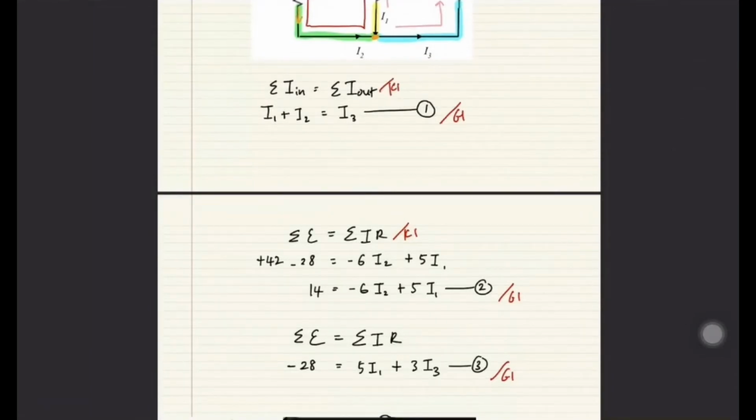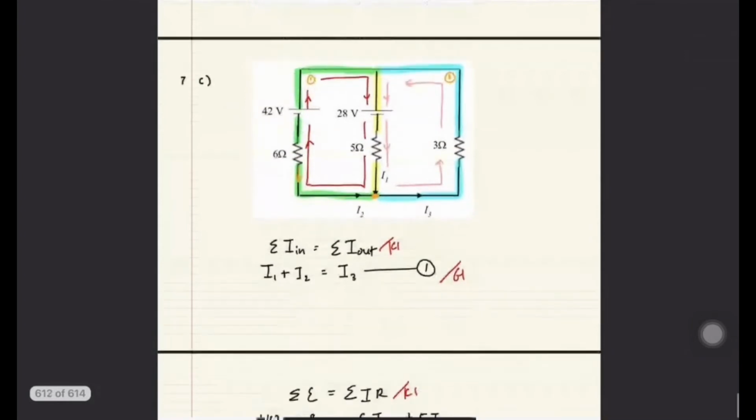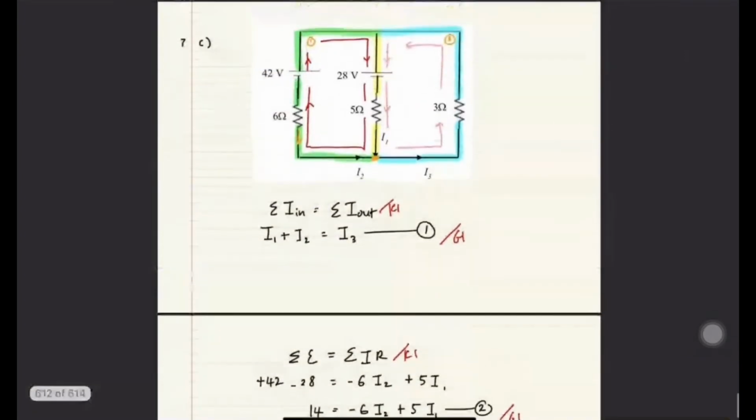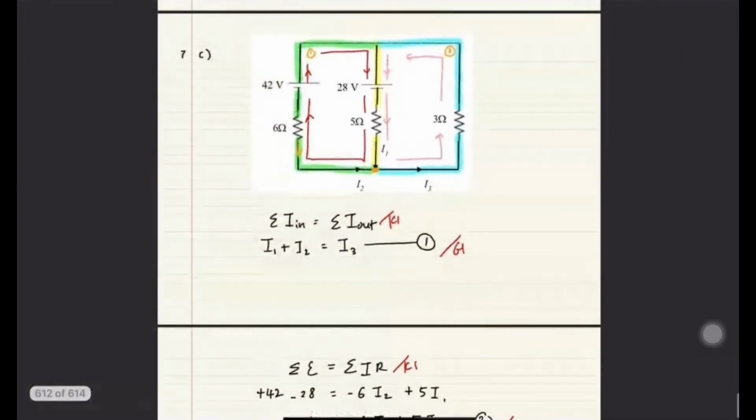Kalau kamu bayangkan lupa letak negatif dekat sini, apa jadi kan? So you lose lots of marks. So kalau untuk Kirchhoff ni, buat slow-slow, relax buat satu-satu, step by step, and then you should get the answer correctly.